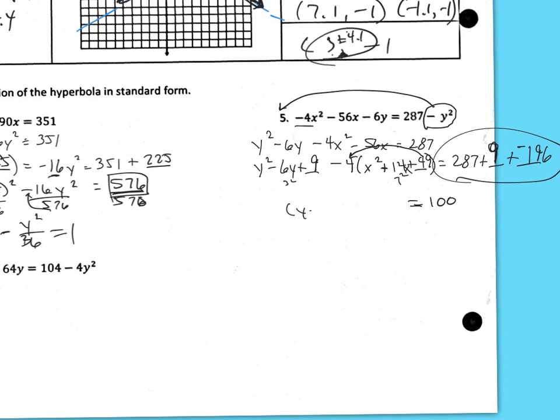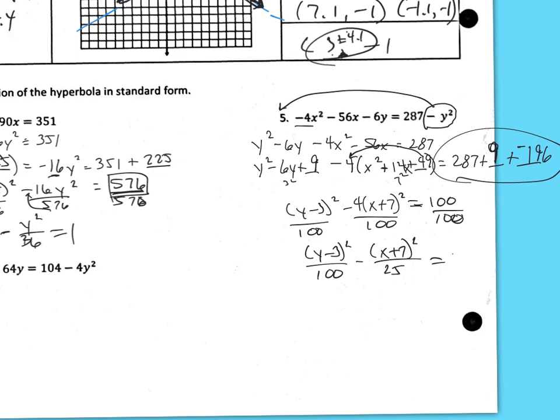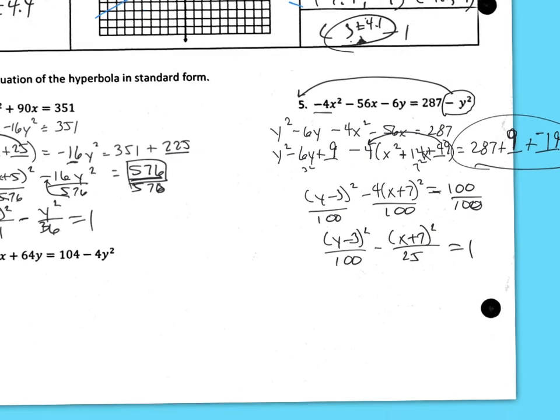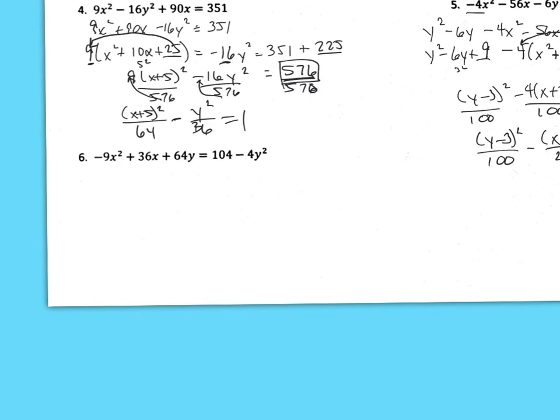So we have y minus 3 quantity squared minus 4 times x plus 7 quantity squared. You go through and divide by that 100. This will force that to be a 1. So we get y minus 3 quantity squared over 100 minus x plus 7 quantity squared over 25 equals 1. I'll just do this one last one if you need to stay tuned and still watch it.